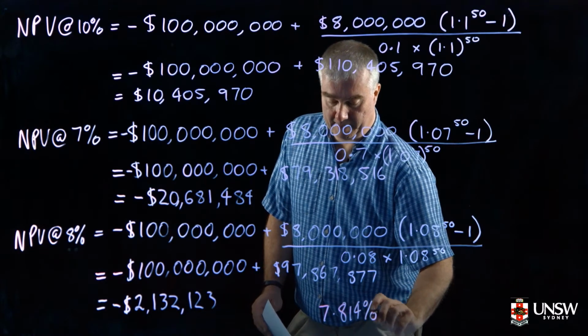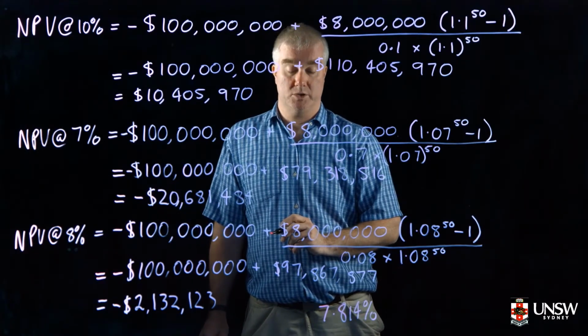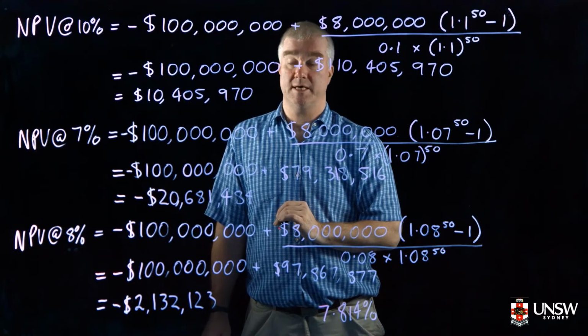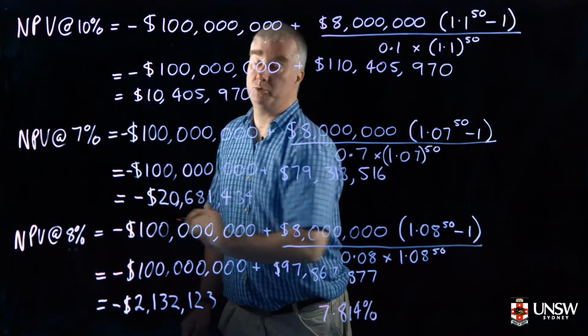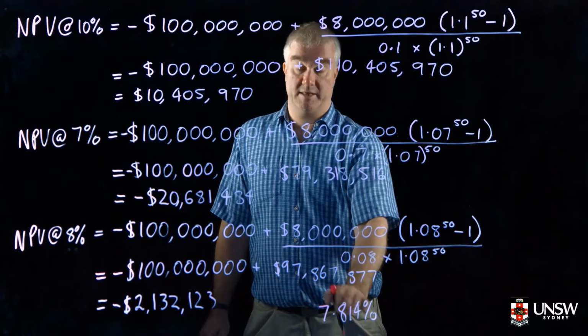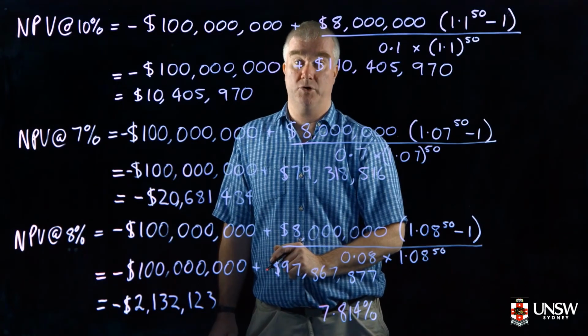7.814%. Okay, so Excel has a function which allows you to put in your equation, tell it that a certain cell should be set to be 0, which would be your NPV value, change the discount rate, and this is the answer that you'll get. So this is the actual internal rate of return.